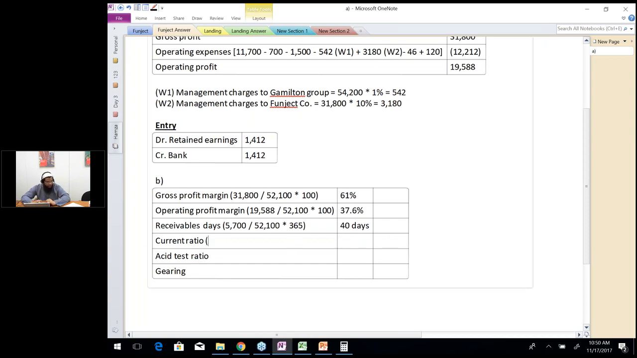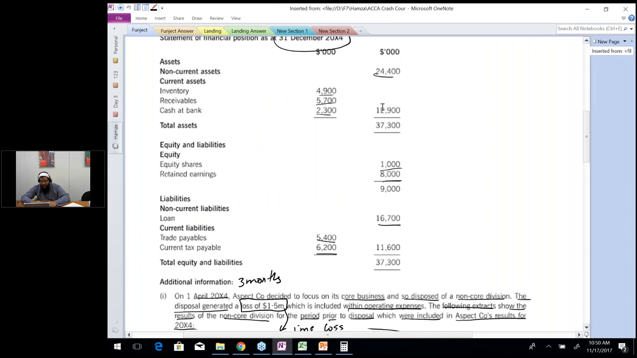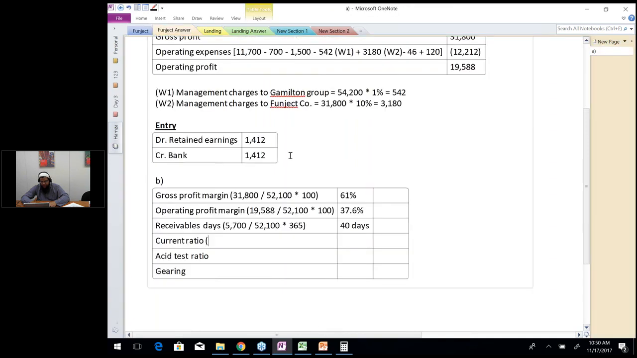Okay, now current ratio is current assets divided by current liabilities. So the total current assets are 12,900 and the current liabilities are 11,600. So 12,900 divided by 11,600. But we have also adjusted the cash as a credit, 1,412. So I'm going to write 12,900 minus 1,412 divided by 11,600.